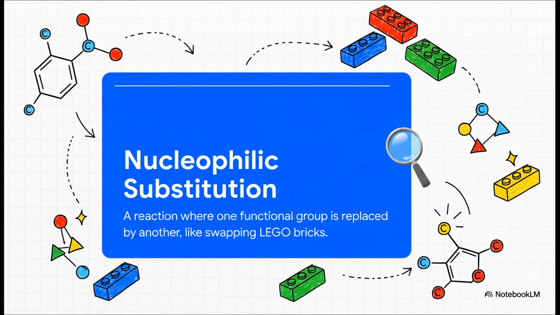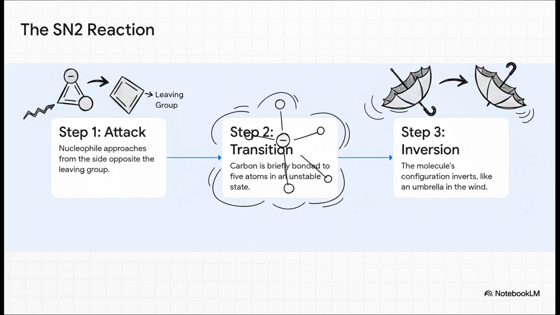The easiest way to think about it is with Legos. Imagine a molecule has different active parts, kind of like different colored Lego bricks. Well, this reaction lets a chemist just pop one brick off and snap a different one on in its place. It's a simple swap that can totally change what you're building. And one of the coolest ways this happens is through what's called an SN2 reaction.